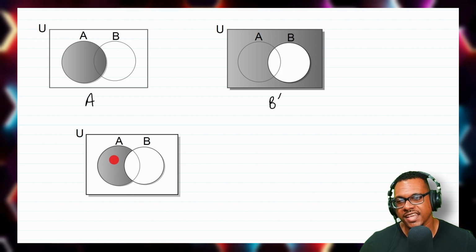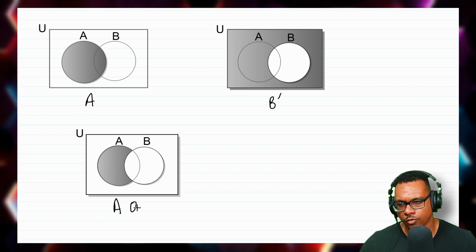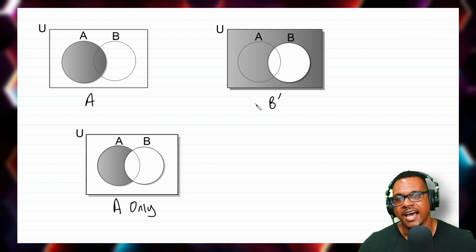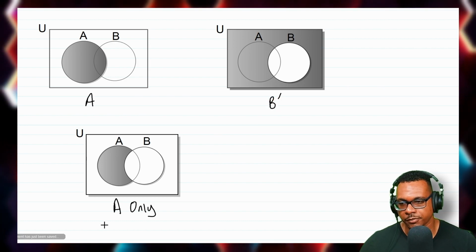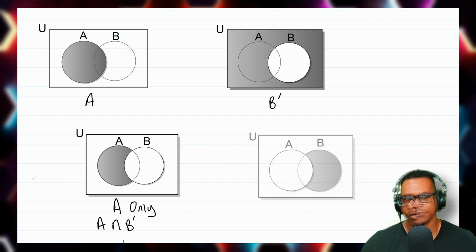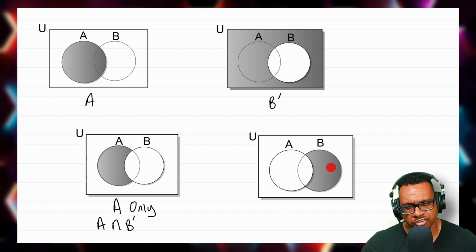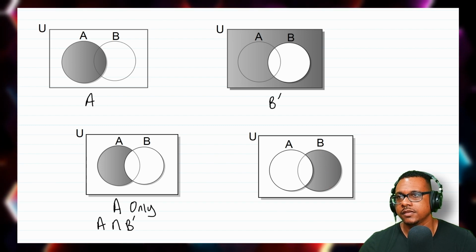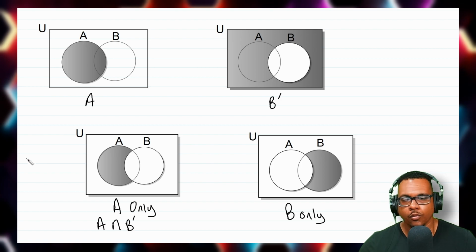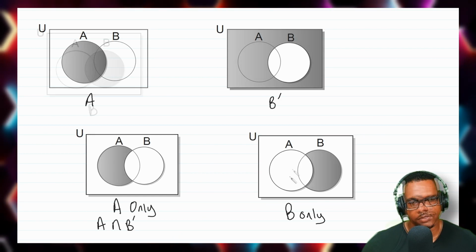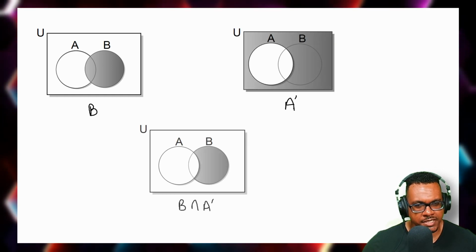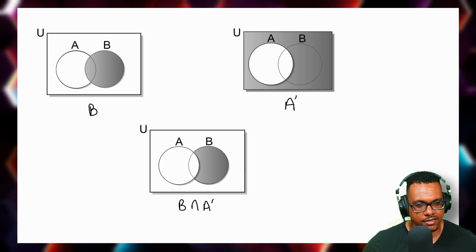So again, you can see this is set A, the shaded region here is B complement, and what's common to these two shaded regions would be this part here. And this is what we call A only. So A only, which we could also write as the intersection between set A and B complement. So A only could be written as A intersect B complement. So likewise, this shaded region here would be B only. So we call this B only, which would be the intersection between set B and A complement. So you can write that as B intersect A complement.